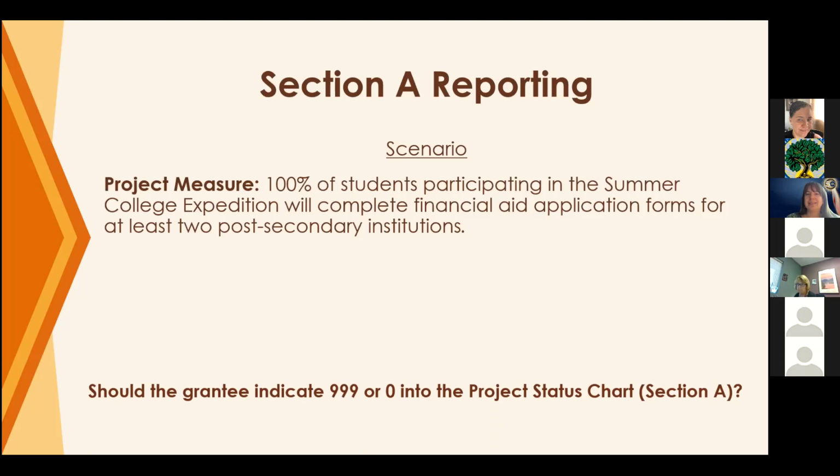So you recognize this example here, right? This pretend grantee has a project measure that states 100% of students participating in the summer college expedition will complete financial aid application forms for at least 2 post-secondary institutions. Should this grantee be reporting 999 or 0? You'll recall that we did say the data was not available, but now we're getting a little more nuanced. Will it be available this project year or no?